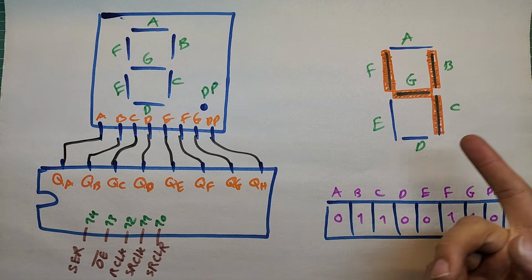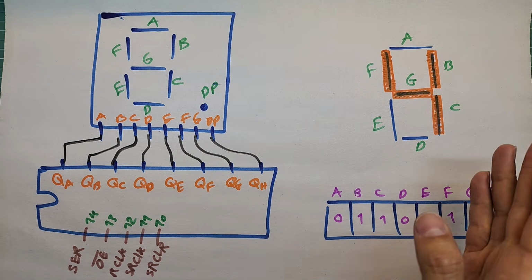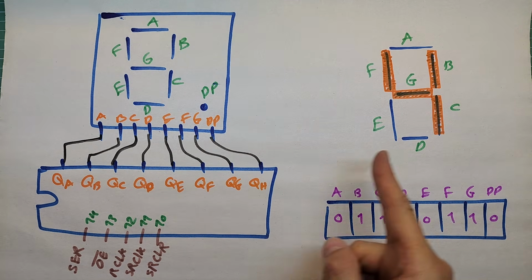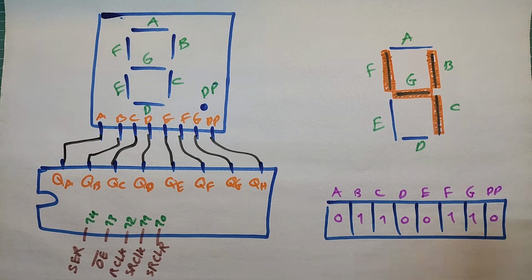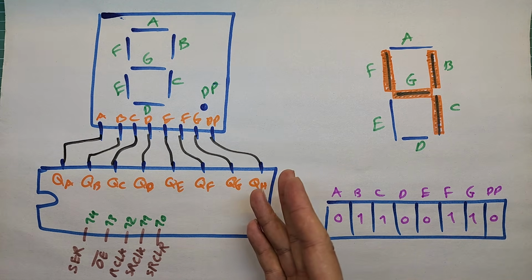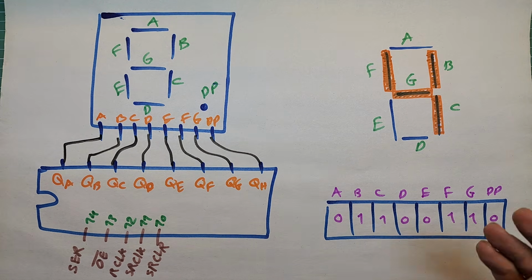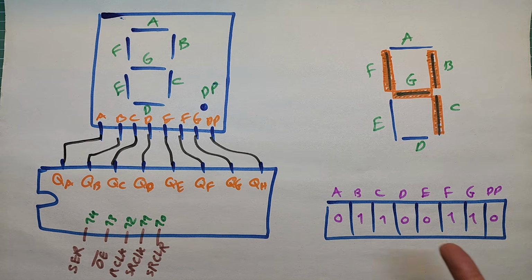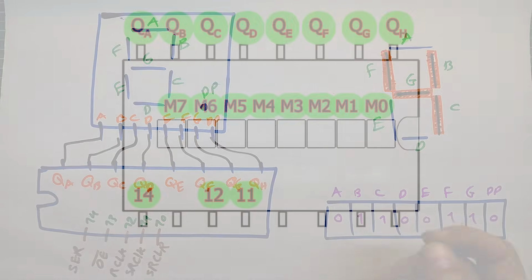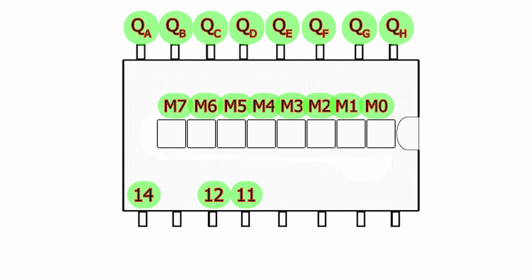Let's say we want to show the digit 4 on the display. For this, we need to create this specific bit pattern on the display pins. I'll explain more about 7-segment displays later, but for now, let's just assume we want to send this specific bit pattern to the display, meaning we need to have the value 011001110 on the output of this IC. Now, what process do we need to follow for this?